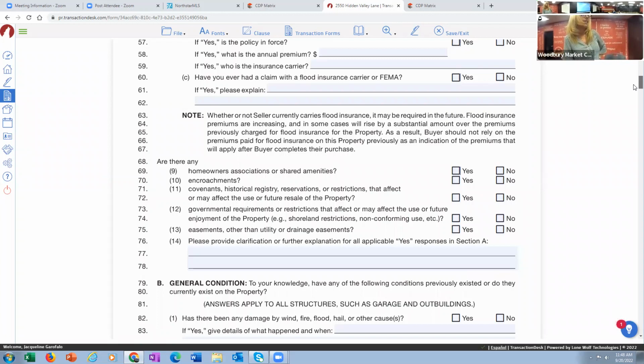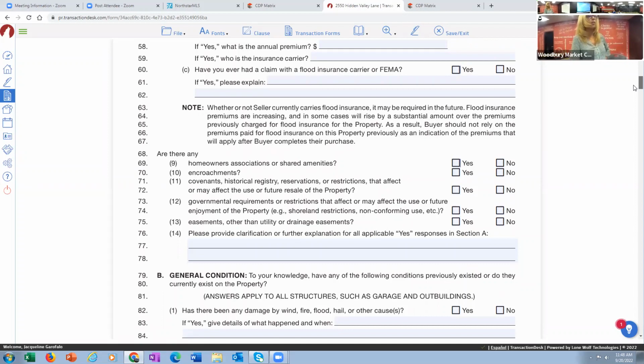So 68, are there any associations or shared amenities? You may assume that there's not, but there could be covenants. A lot of neighborhoods have associations that are $60 a year just to take care of the sign and the big boulders out front. And we have to disclose all of that, right? If there's any government requirements, if there's restrictions, are there easements? Really important. I always talk easement. Do you share a driveway? Is there something other than a utility easement that could affect the enjoyment of the property with the new buyers? We have to disclose all that. It's our job.